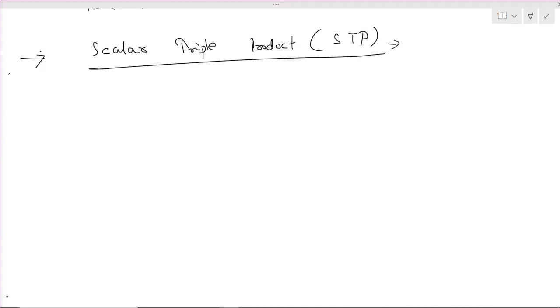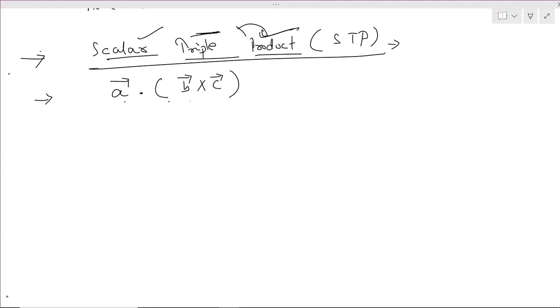Something new which they might ask in JEE is the scalar triple product. It looks very complex, but it is not. Very simple. If you do A dot B cross C, that is the scalar triple product. Read it in the inverse order: product, post product, triple product. That means three vectors are multiplied. Scalar triple product means the result is always a scalar.